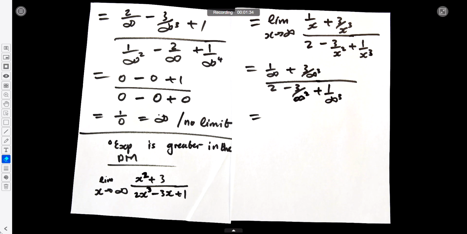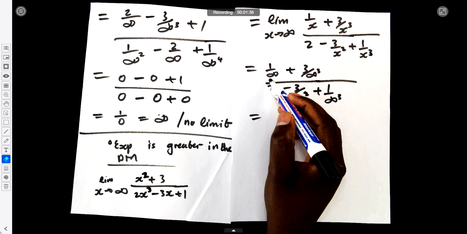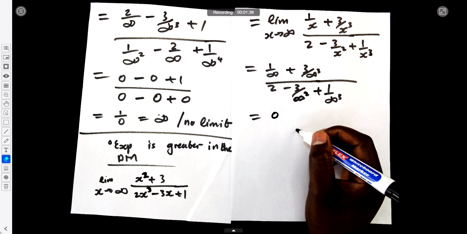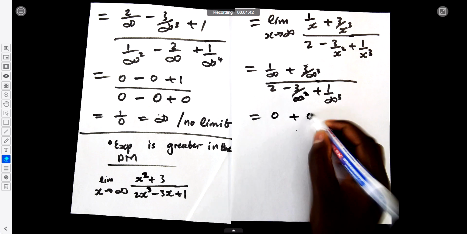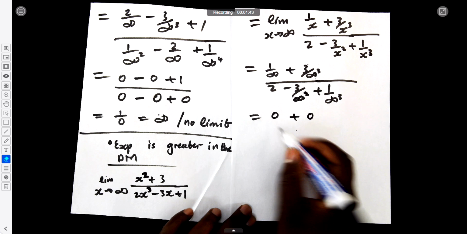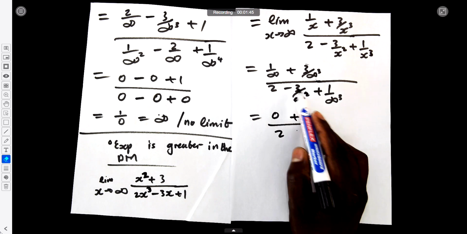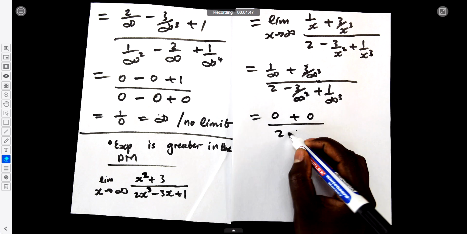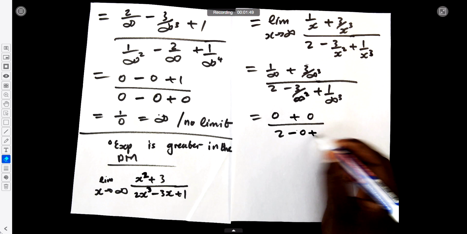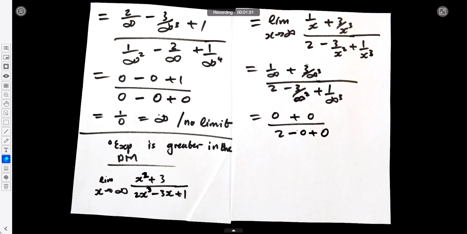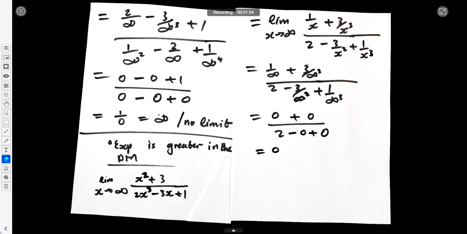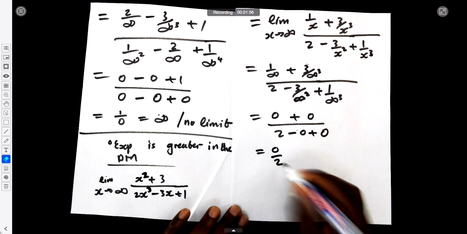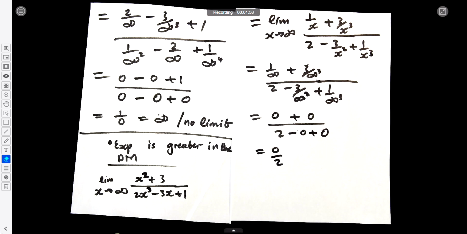So we have 1 over infinity, it's approximately 0, plus a smaller number divided by a bigger number to the power of 3, approximately 0, and all divided by 2, a smaller number divided by a bigger number, approximately 0, plus another 0. So I hope what you see in the numerator, what is left, it is 0. In the denominator, we're left with 2, isn't it?